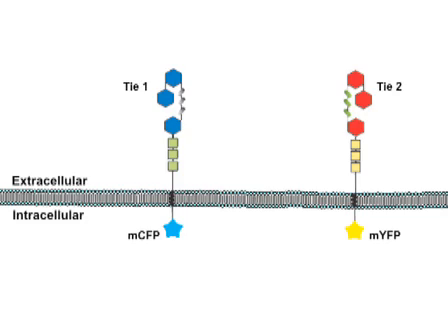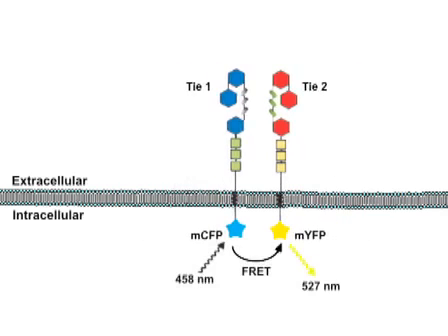Results are obtained that show Tie 1 and Tie 2 interactions on the endothelial cell surface based on FRET and confocal microscopy.